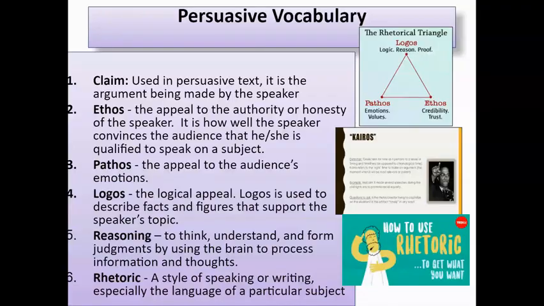Okay, so this is Miss Vaselka, and I'm going to go through the elements of persuasion notes just so that you have a resource to use if you really don't know what you're doing. Okay, so these are the persuasive vocabulary words that you should have done on the elements of persuasion vocab.